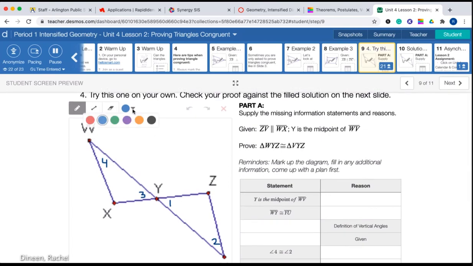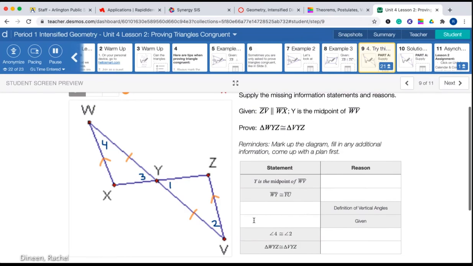So we are told that segment ZV is parallel to WX. So I'm going to draw a set of parallel lines. And Y is the midpoint of WV. So if Y is the midpoint, then I know that WY is congruent to YV. So that's all the given information.